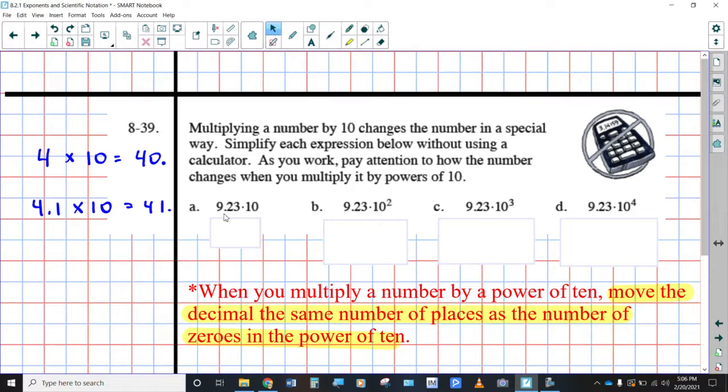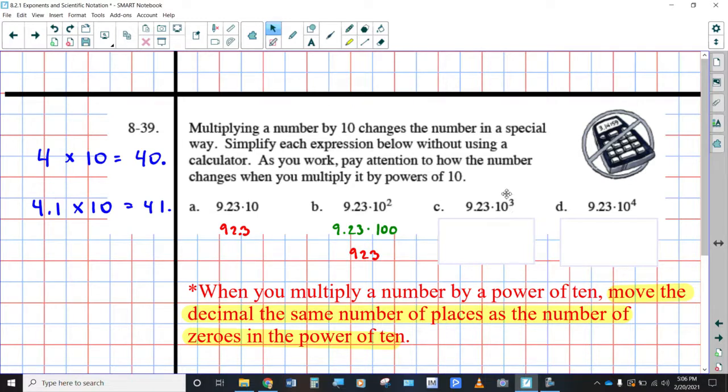9.23 times 10, well, what's 9 times 10? We know it's 90, right? So 9.23 is going to have to be 92.3, so you would just move it one place to the right. This is 100. 9 times 100 is 900, so this number is going to have to be somewhere around 900. And so it makes sense for it to move 2 places to the right to become 923.